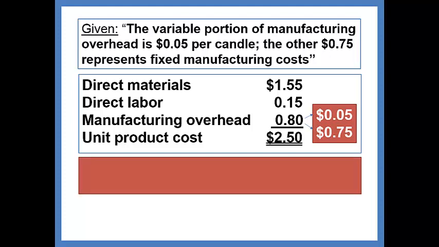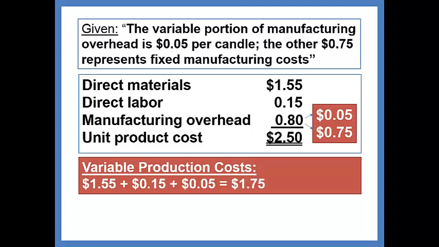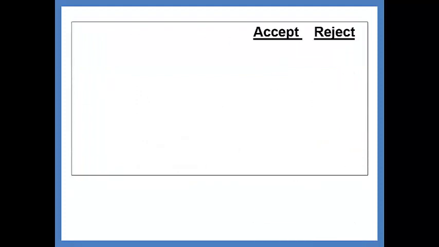So to simplify, let's go ahead and calculate a variable cost of production. That would include direct materials, direct labor, and variable overhead. So $1.55 plus 15 cents plus 5 cents, or $1.75 per candle. Now we did this because these costs will increase by $1.75 for each of the candles produced. So when we do our analysis, we have two options here. We can accept the special order for $2.95 a candle, or we can reject it. We'll compare the extra revenues we'll get to the extra costs we will incur.